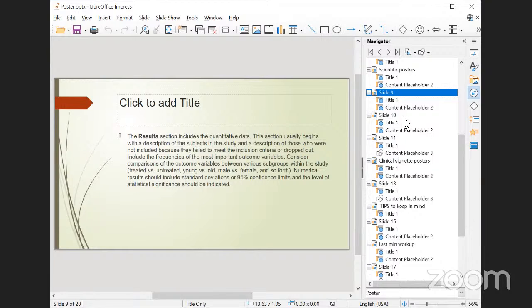Consider comparisons of the outcome variables between various subgroups within the study, that is treated versus untreated, young versus old, male versus female, and so forth. Numerical results should include the standard deviations or 95% confidence limits, and the level of statistical significance should be indicated. Finally, in the discussion section, state concisely what can be concluded from the study and its implications.